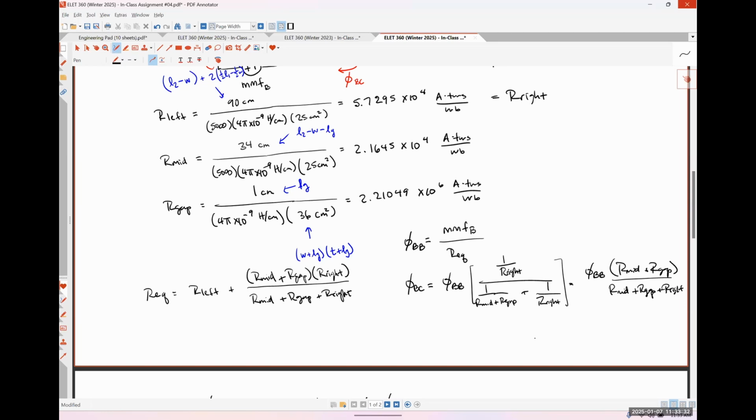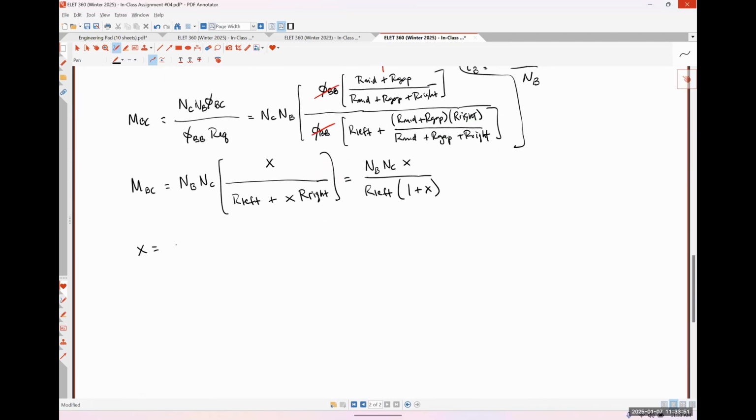And so then it's going to be A divided by, sorry, this is taking me so long, A plus R left, which was 5.7295 times 10 to the 4. So I got X to be 0.97497 and some change, and I'm just gonna store that as B because I'm lazy. Okay.